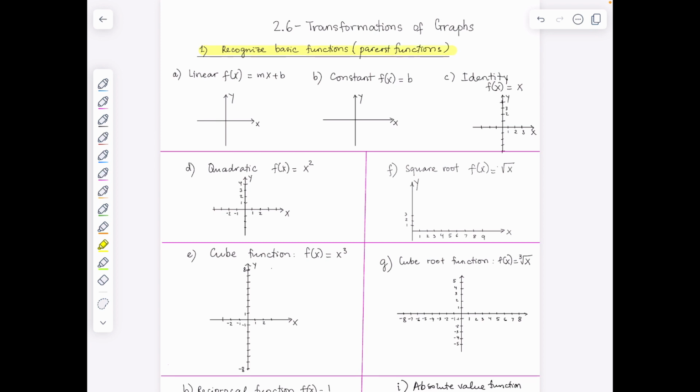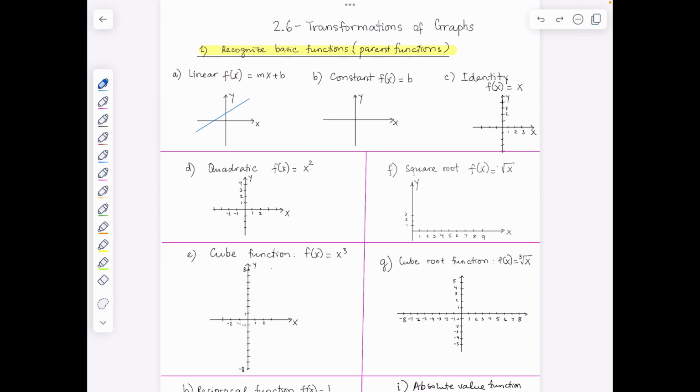The most basic function is a linear function. The graph of a linear function is a straight line. So a straight line could go like this, going up from left to right, if it has a positive slope. It could also go down from left to right if the slope is negative. But either way, it is always a straight line.